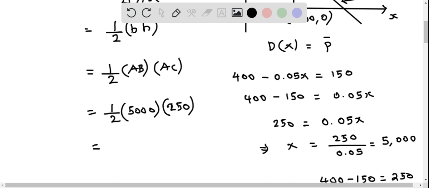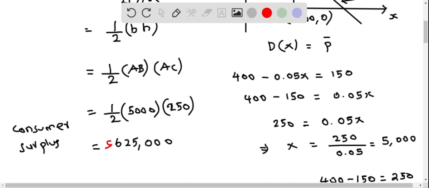Now we calculate this using a calculator. It is 5000 times 250, divided by 2, and I get 625,000. Therefore, consumer surplus equals $625,000. This is in dollars.